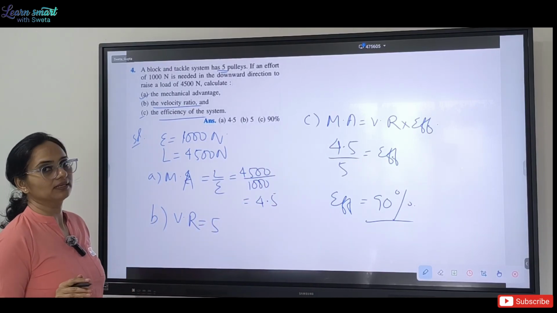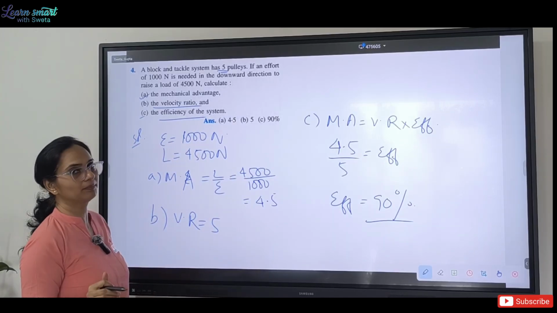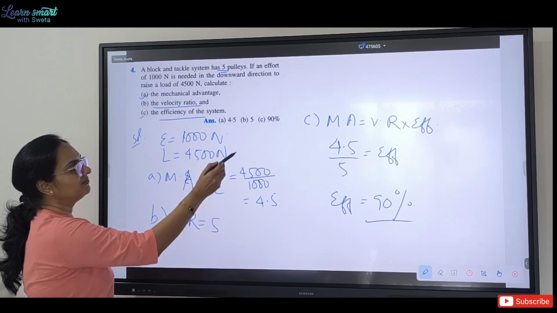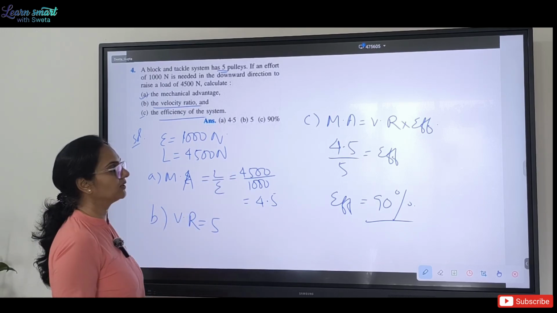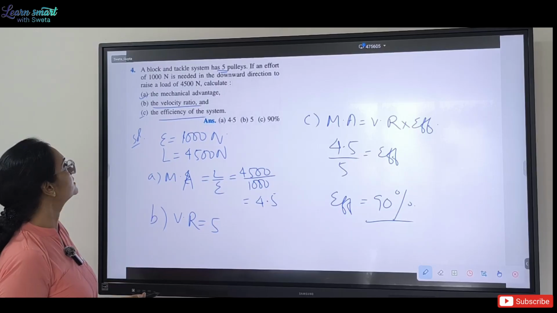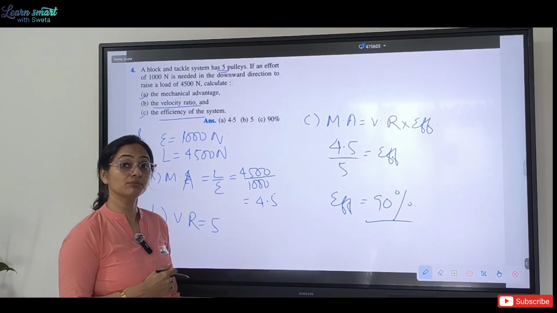So for a block and tackle system, you have to remember that velocity ratio is always equal to the number of pulleys. Mechanical advantage we will get using load by effort, and for efficiency, we will use the formula mechanical advantage is equal to velocity ratio into efficiency, and we can get it very easily, right? Let's see the next question, question number 5.